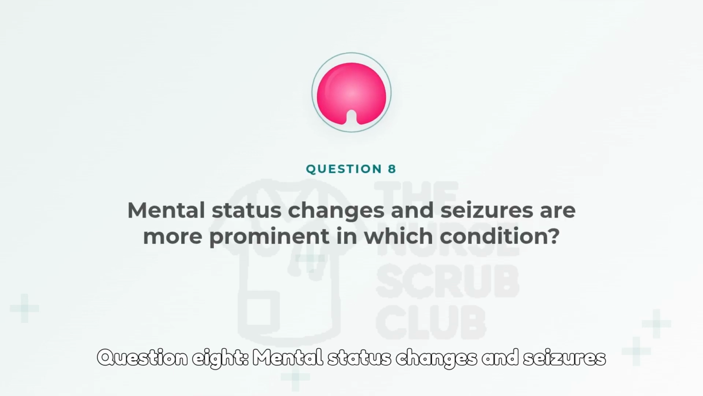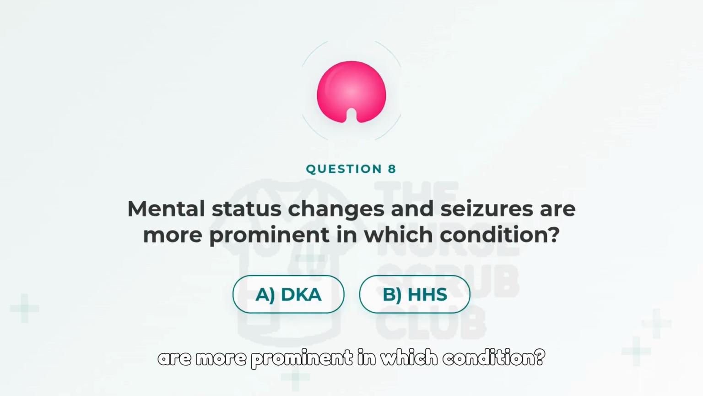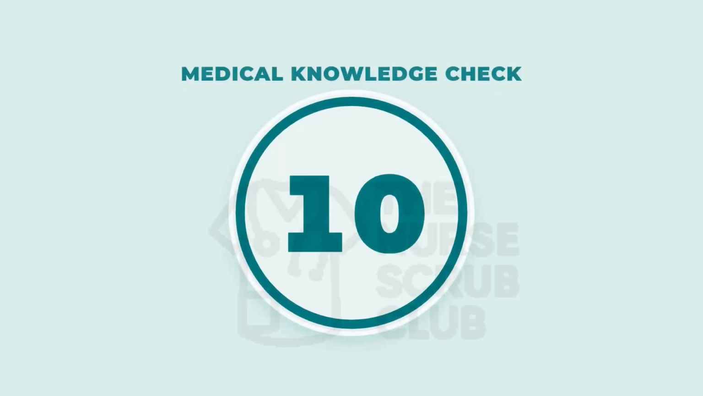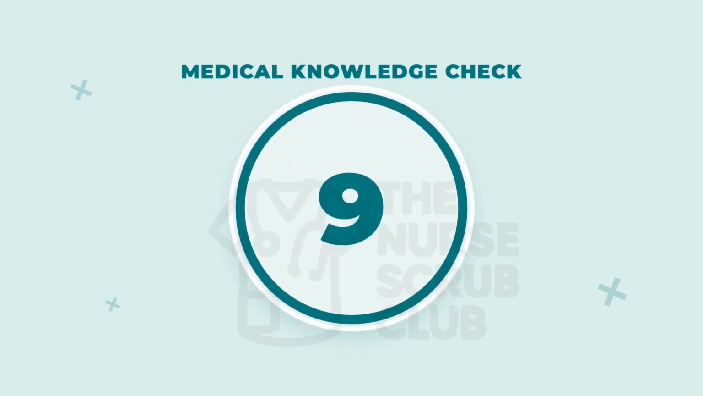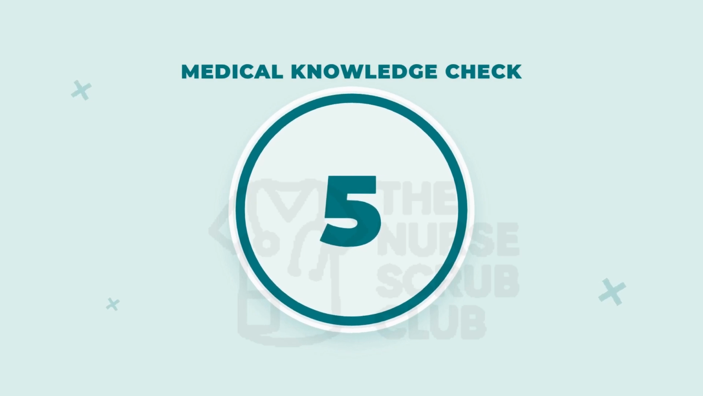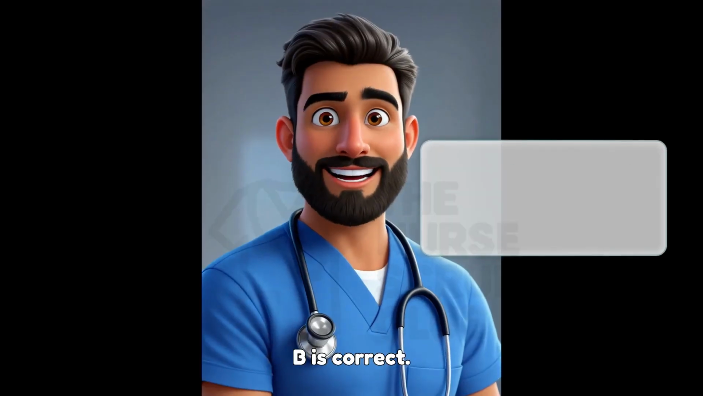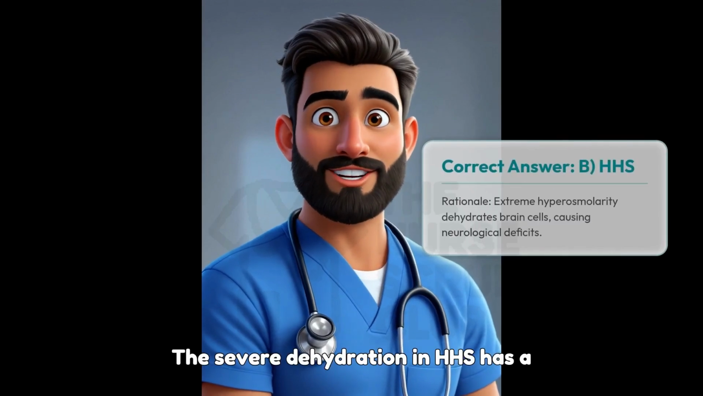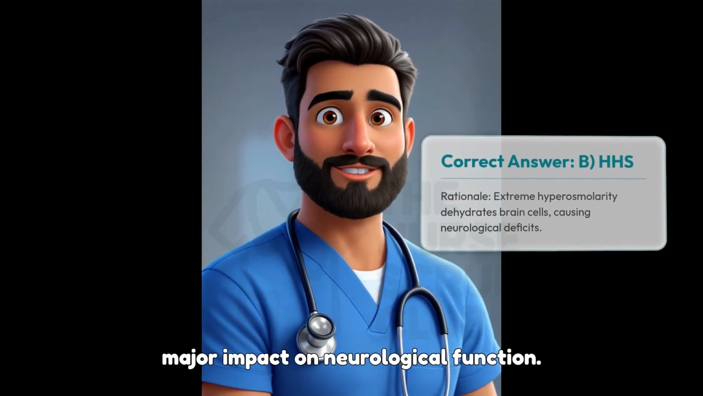Question 8. Mental status changes and seizures are more prominent in which condition? B is correct. The severe dehydration in HHS has a major impact on neurological function.